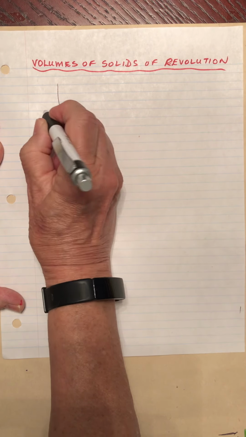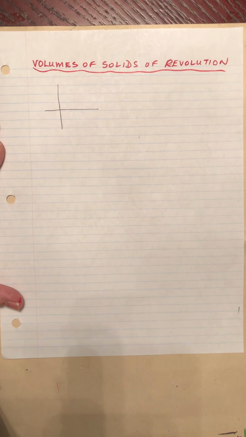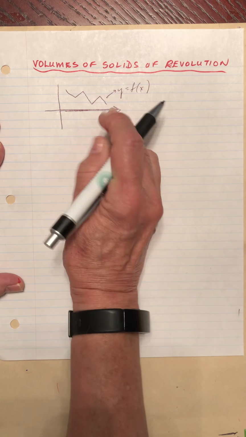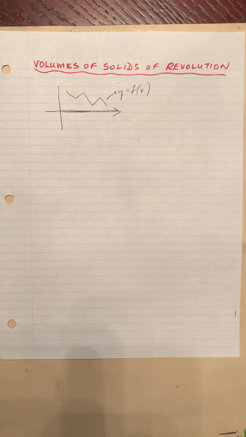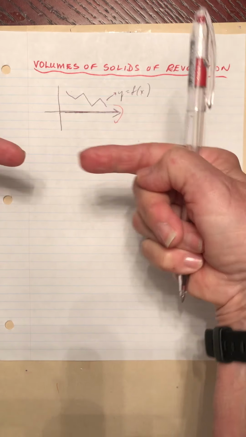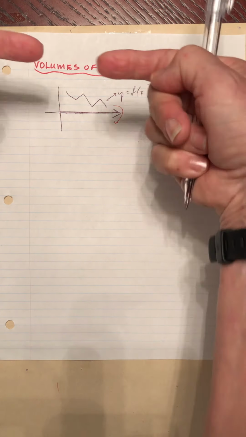So the idea is we have our x and y axis, and then we have some type of a function. Maybe it's a crazy function like this. So there's a portion of my function right now. So this is y equals f of x. Think of this as kind of a barbecue spit, all right? And we have the capability of taking this shape and revolving it and rotating it around the spit.